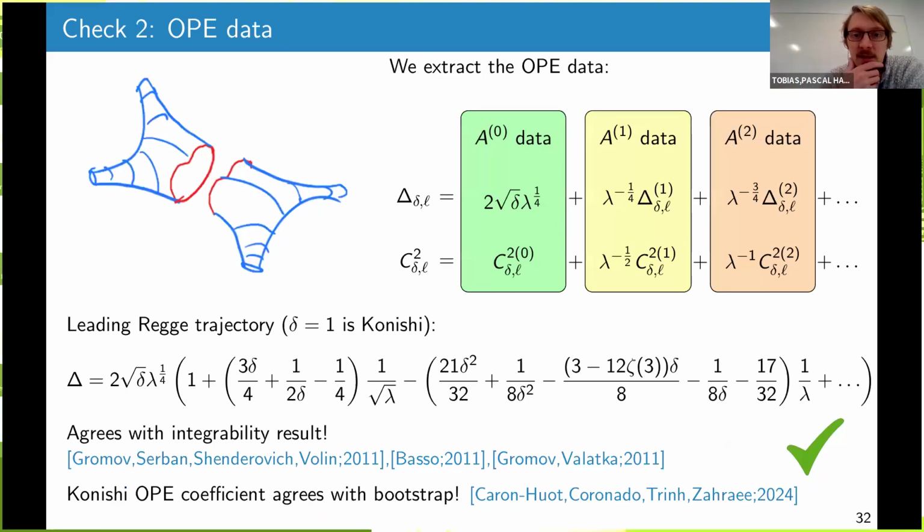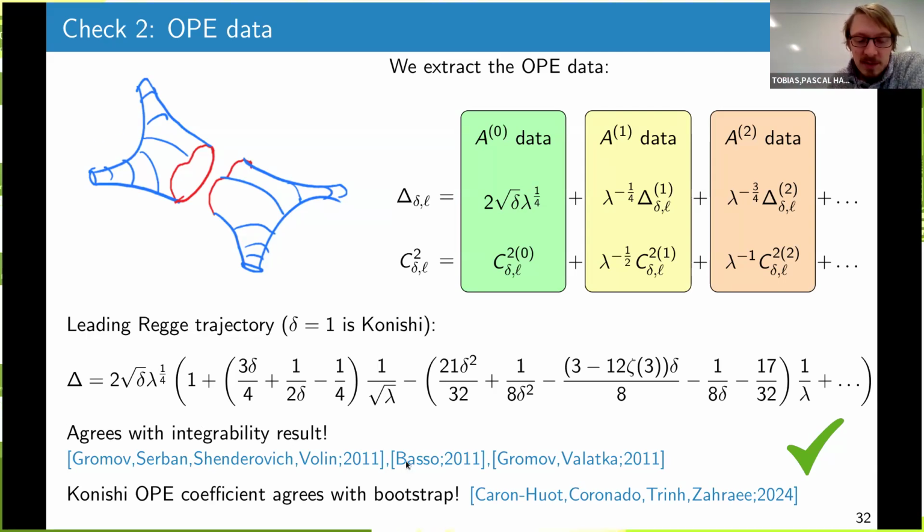The next check is the OPE data. So we can extract all this OPE data in these 3 boxes here. And for the leading Regge trajectory, for instance, where delta is the mass level, so delta equals 1 is the Konishi operator, we get this result for the dimensions. So we have here the 1 over square root of lambda and 1 over lambda corrections. And this precisely matches with the integrability result.